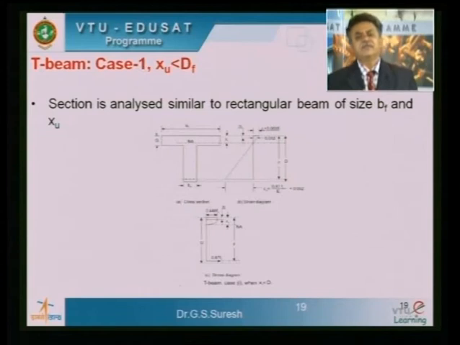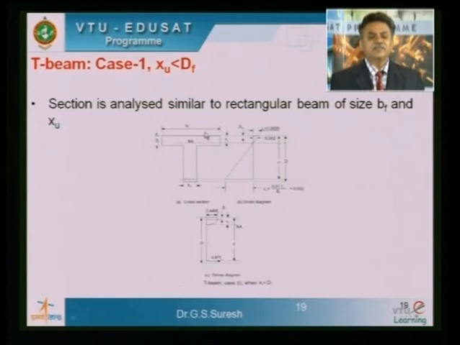Now, I have got three cases with me to analyze. If I can calculate the neutral axis depth, if it lies in the flange, it is simply a rectangular section of size bf by xu by replacing this to B and D in our singly reinforced rectangular section. So, what is the Q limb BD squared in this case? Q limb remains same. Instead of B, I use BF, that is the flange width.